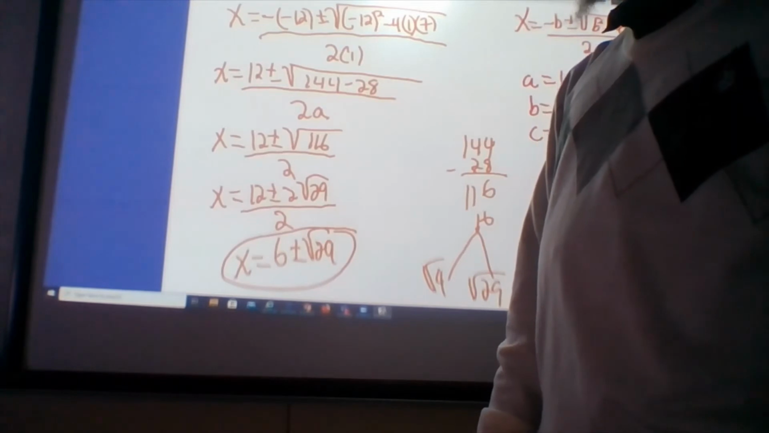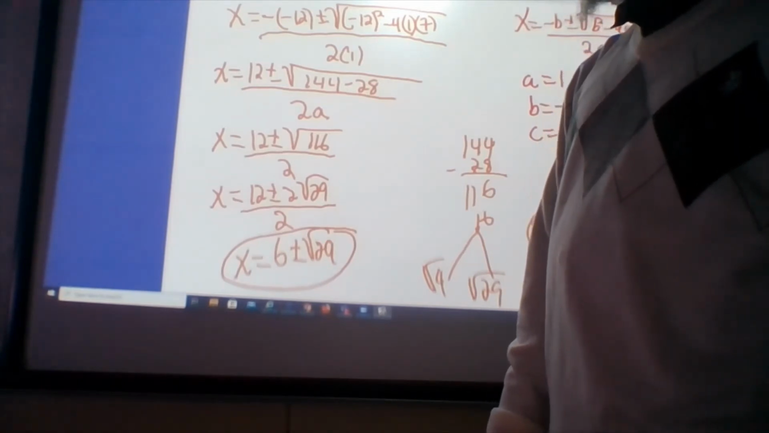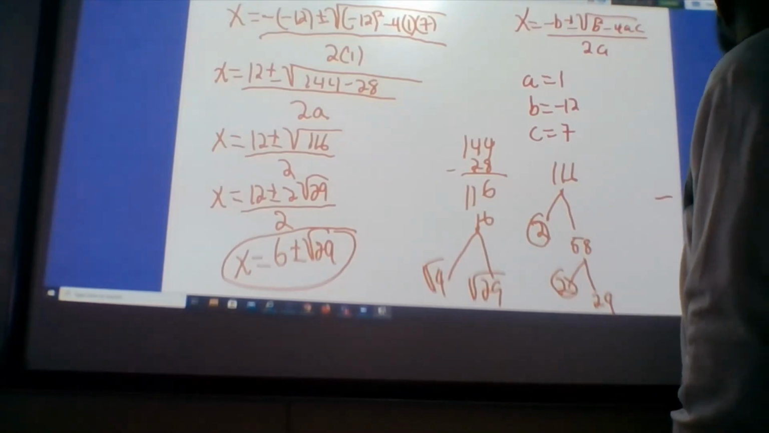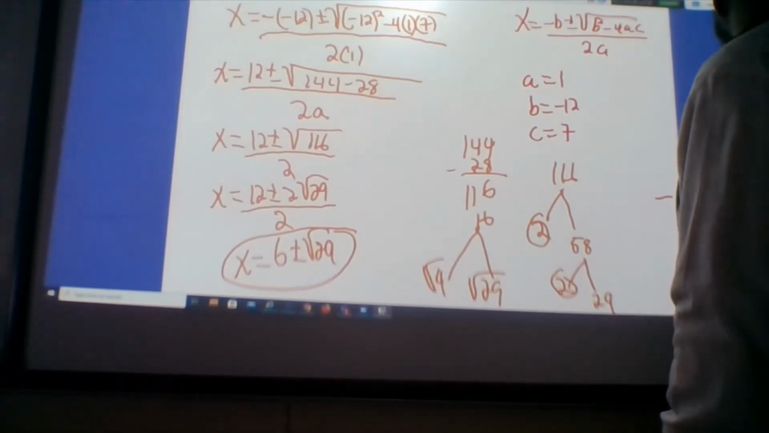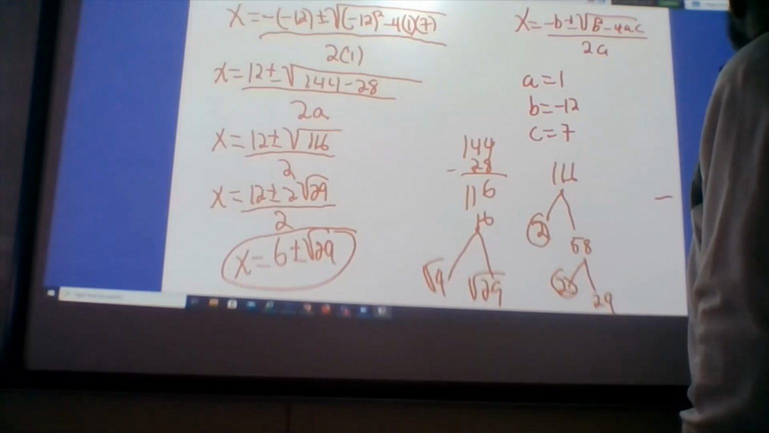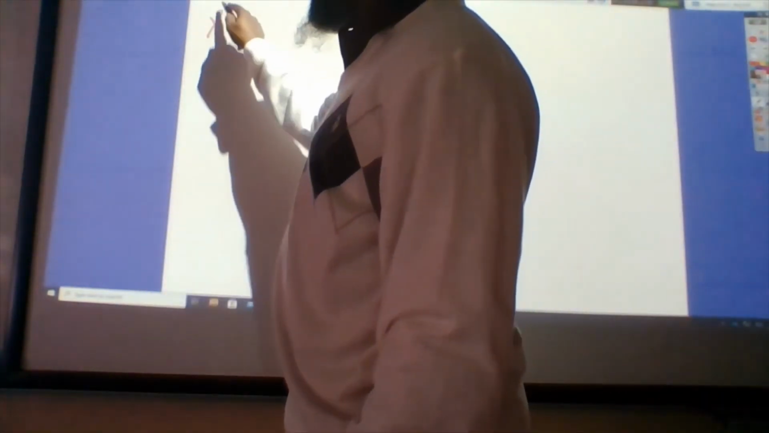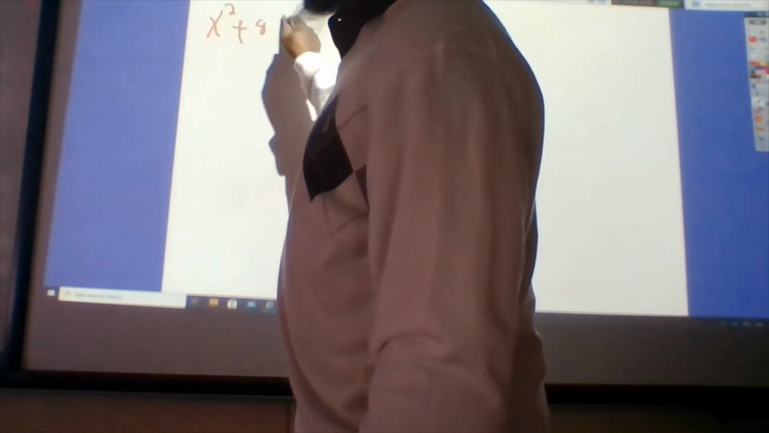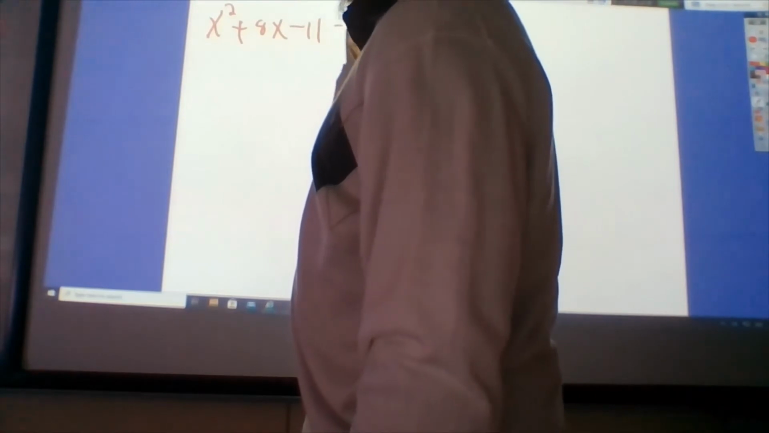So we have an equation which is x squared plus 8x minus 11. So far, those are the easy ones. Your equation is in standard form, so I can find the y-intercept. The y-intercept is the easiest thing to find when your equation is in standard form.